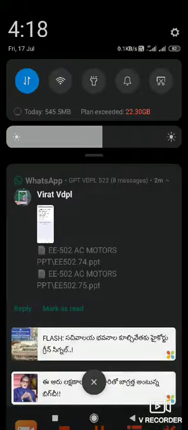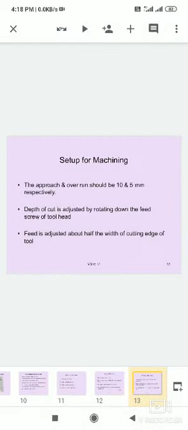Depth of cut is essential. It is adjusted by rotating down the feed screw. Depth of cut is required for any cutting operation, that is how much depth of material we remove from the workpiece. Feed is adjusted to about half the width of the cutting edge of the tool. Feed is given by a hand wheel or power. Feed is compulsory for any cutting operation.